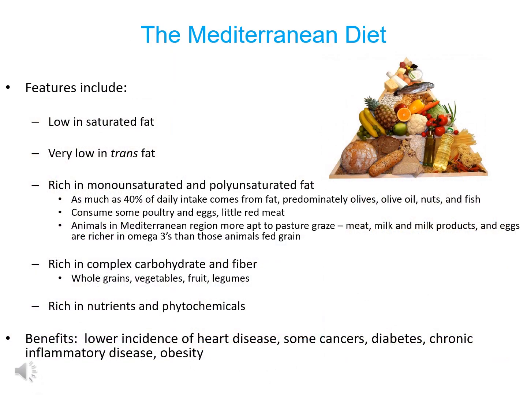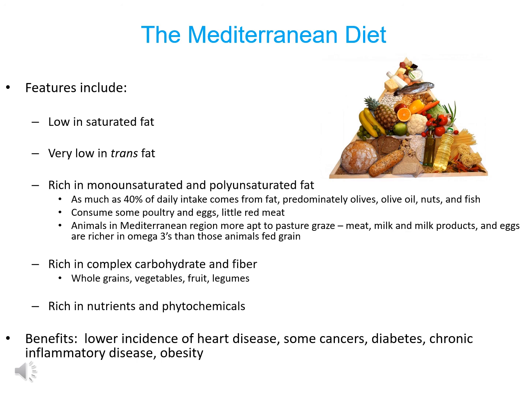One of the healthier diet patterns that have been shown to lower disease risk is the Mediterranean diet. It originated in countries that border the Mediterranean Sea and incorporates the following features. Tends to be low in saturated fat, very low in trans fat, or even non-existent in trans fat. It focuses on monounsaturated as well as polyunsaturated fats. The type of fat sources come predominantly from olives, olive oil, nuts, as well as fish. Except for fish, consumption of other animal proteins tend to be low.